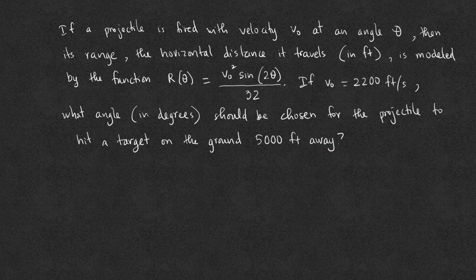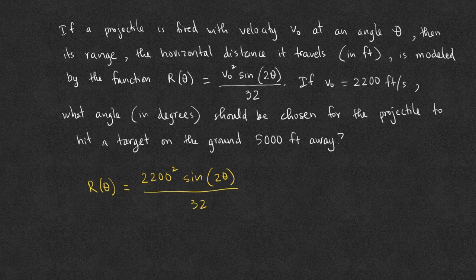First, we rewrite this equation and substitute the given information. Specifically, v sub 0 is 2200, and so we would rewrite it. Instead of v sub 0, we write 2200, and don't forget to square it. We only substitute v sub 0 with 2200. Everything else must be the same.